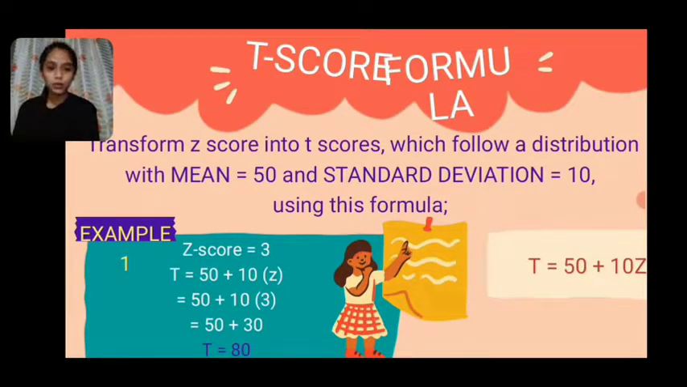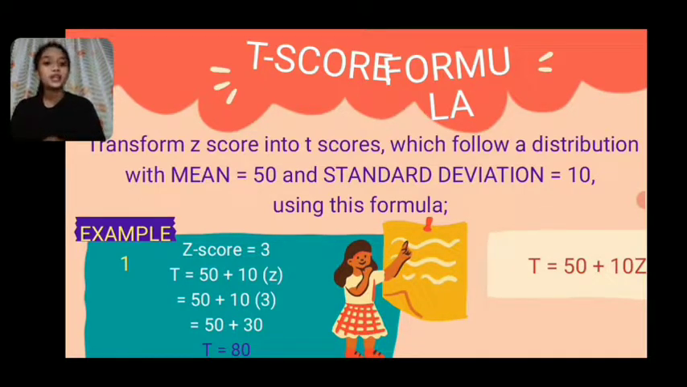Transform z-score into t-score. So, the z-score is transformed into a t-score. In solving the t-score, we will need the result of the z-score. Much like converting Celsius to Fahrenheit, it follows a distribution with a mean equal to 50 and a standard deviation of 10. Okay, so in finding the t-score, the mean and the standard deviation are already given. And in converting z-score into t-score, the formula that we will use is t equals 50 plus 10z.